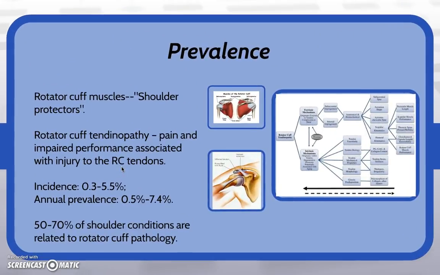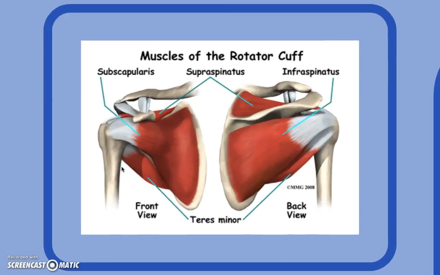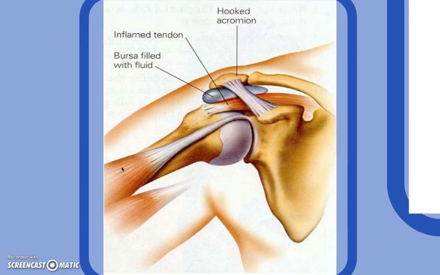I'll start off by introducing rotator cuff tendinopathy. The rotator cuff muscles, which include the supraspinatus, infraspinatus, teres minor, and subscapularis, are considered the shoulder protector muscles. The rotator cuff muscles have important functions: to assist in the rotation of the shoulder and arm, to reinforce the glenohumeral joint capsule, and to control the active arthrokinematics of the glenohumeral joint as well. Rotator cuff tendinopathy is defined as pain and impaired performance associated with injury to the rotator cuff tendons.